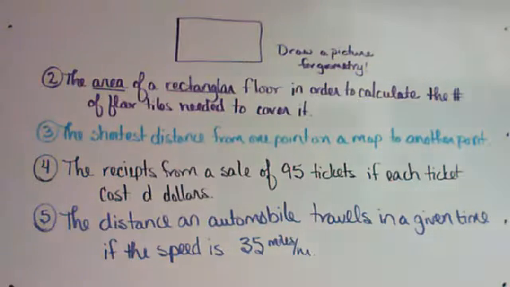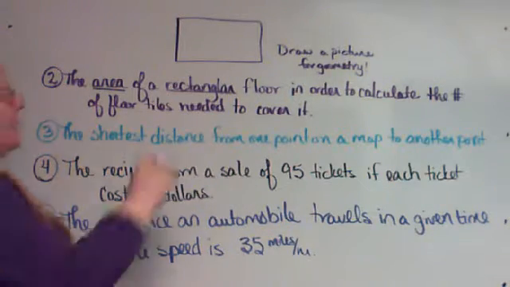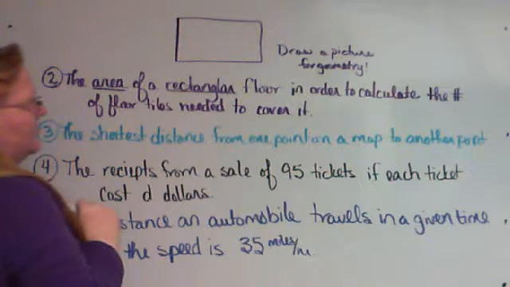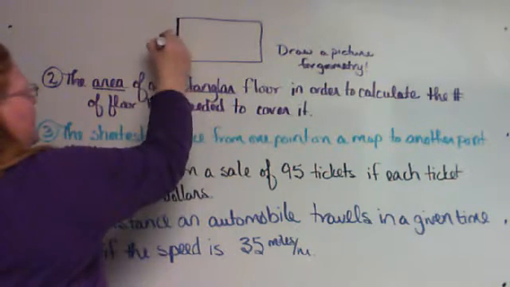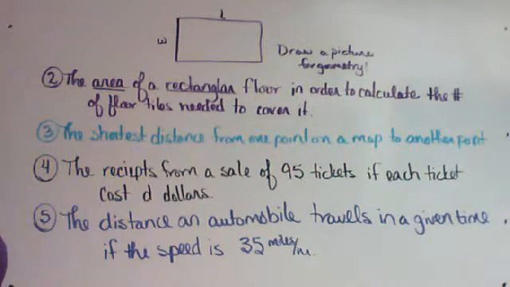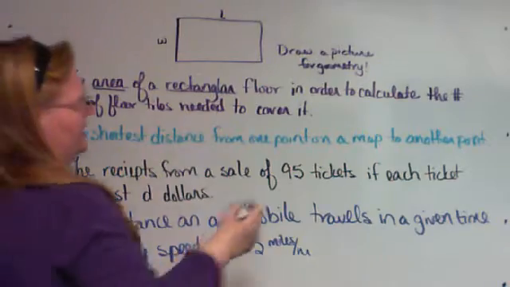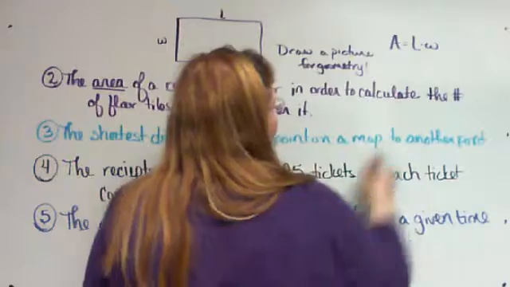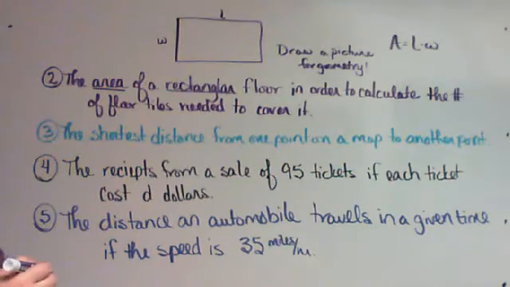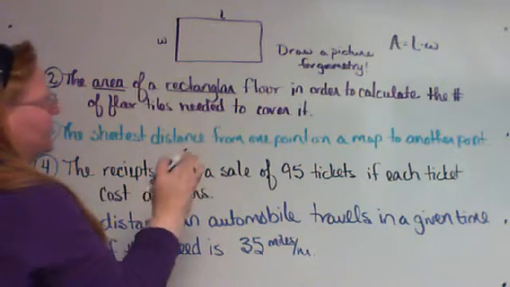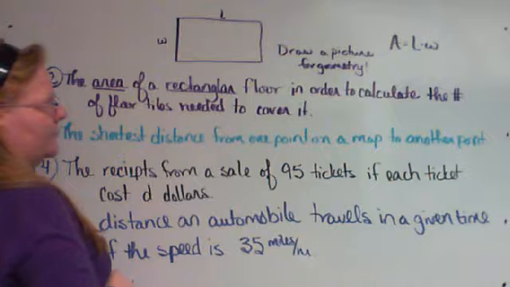I always draw a picture for geometry stuff. So I got my rectangle here, and they want me to talk about the area of the rectangle. So that means I need a width and a length. And you should know the formula for the area of a rectangle. Area equals length times width. So now we need to be able to use that in order to calculate the number of floor tiles needed to cover it.